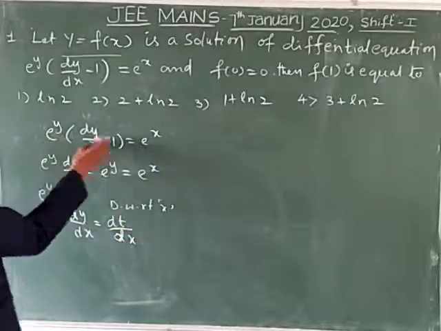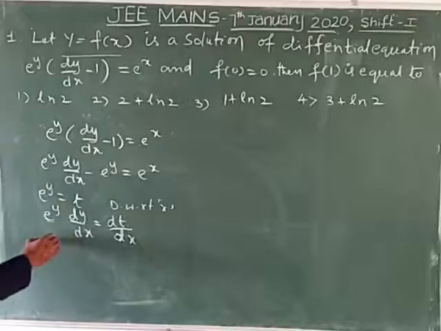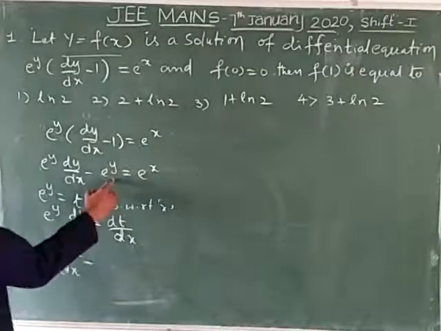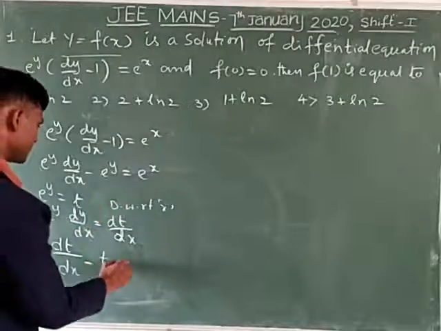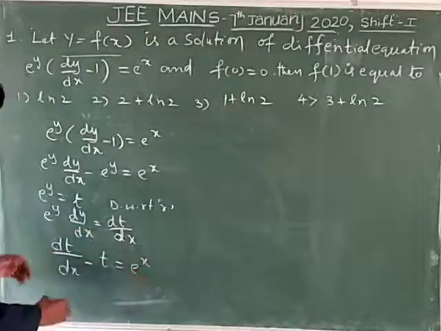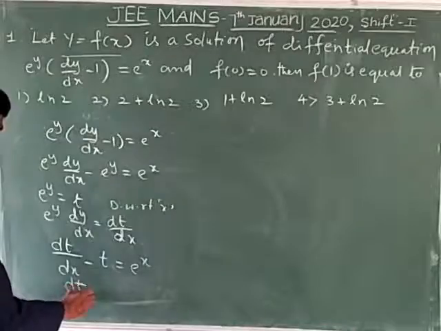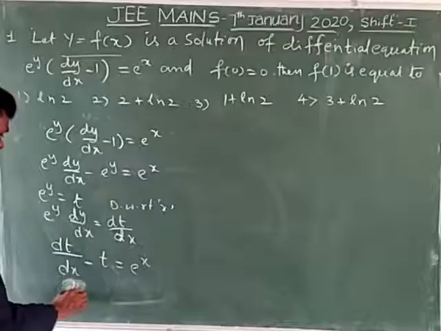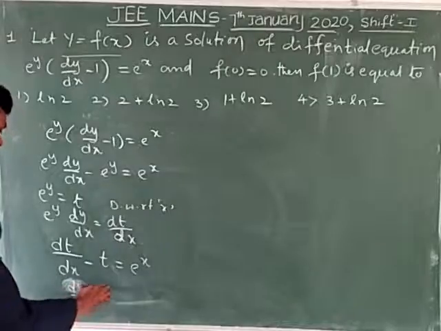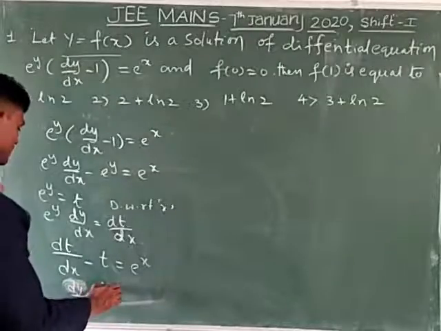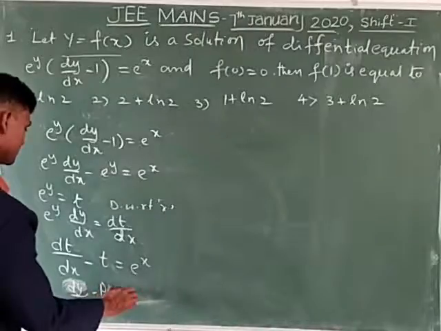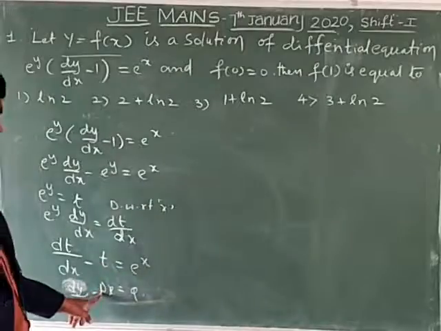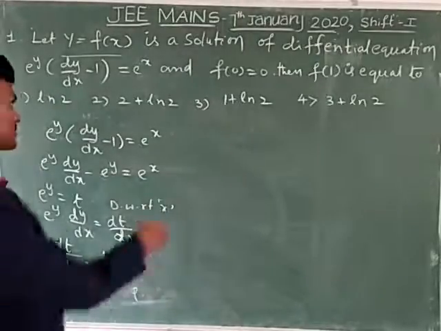Now you have to substitute these values here: dt by dx minus e to the power of y, instead of which you write t, equals e to the power x. This looks like dy by dx minus p into y equals q, where q is e to the power x. See here, the p value, how much? Here it is minus 1.